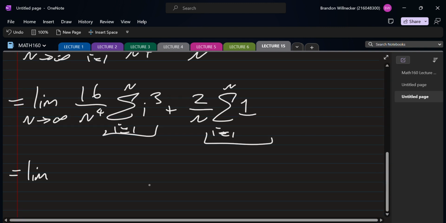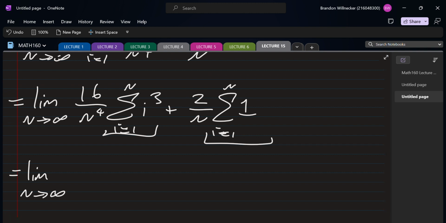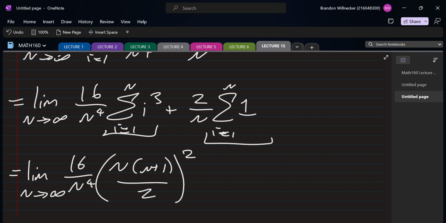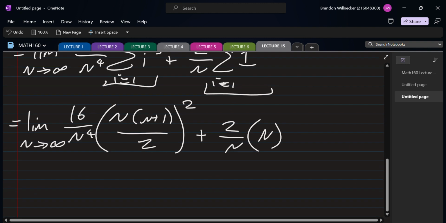Okay, so this will be the limit as n goes to infinity, 16 over n to the 4. Again, if you ever forget what the r cubed one is, just remember back with the one with the r. That's going to be n plus 1 over 2, but we need to square everything. Okay, very easy to remember. Plus 2 over n, and then 1 plus 1 plus 1. If you have n of those, that's just n. Again, this is quite messy. We've got all of the stuff inside. We've got it squared, n to the 4 at the bottom. We take it step by step.